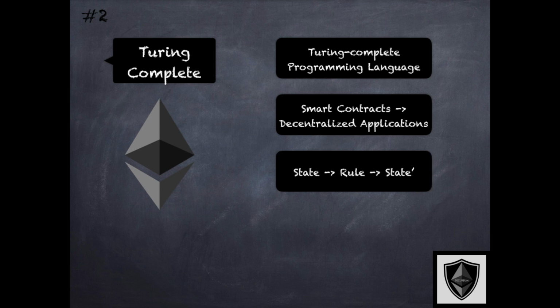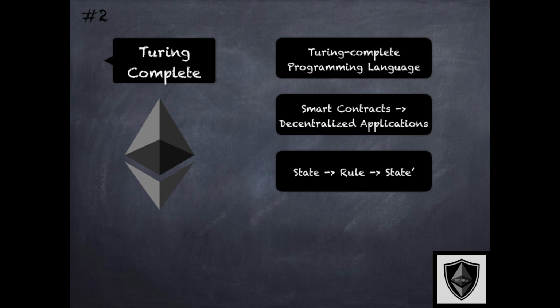And what this really means is that these smart contracts and applications can really encode arbitrary rules over arbitrary states. So these states can be read and written using these rules, and this really contributes to what is known as a state transition.